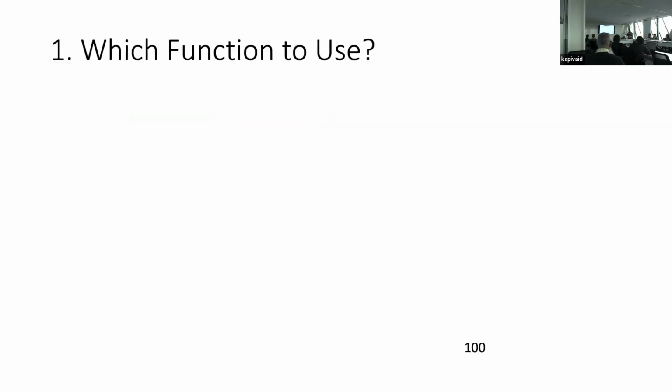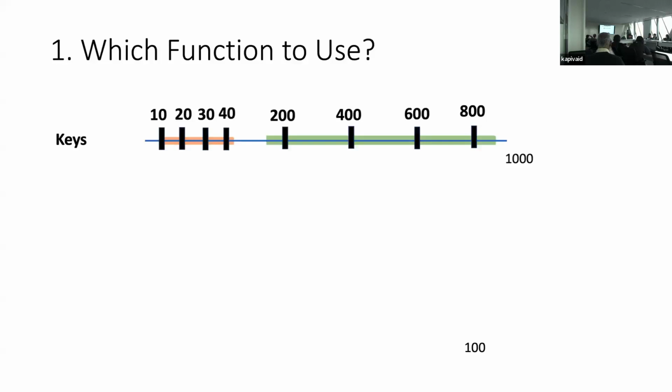So what mapping function should we use? I'll give an example of how using a simple mapping function actually can be quite suboptimal. So let's say we have a set of keys, 8 keys. The first 4 keys are located quite close to each other, 10, 20, 30 and 40. The next 4 keys are quite spread out, 200, 400, 600, 800.